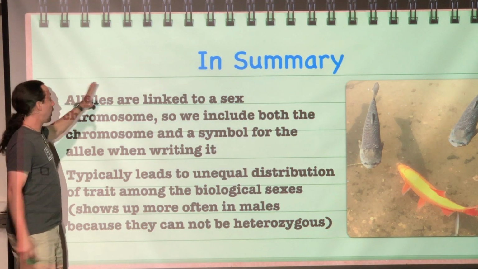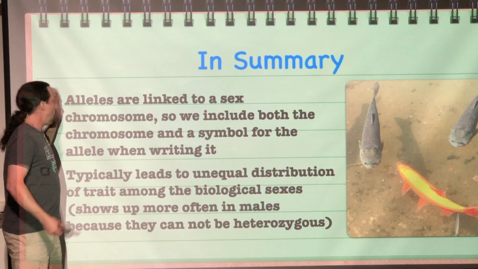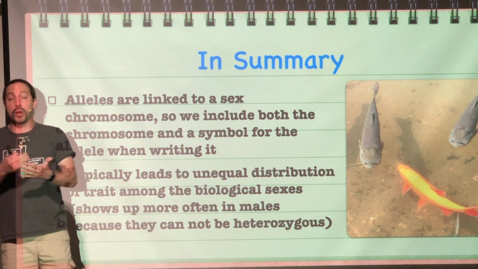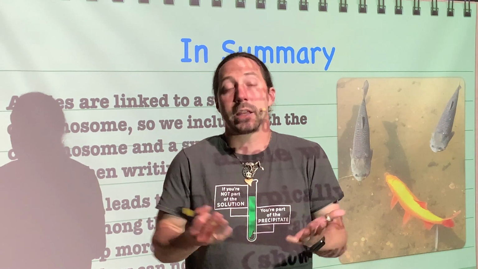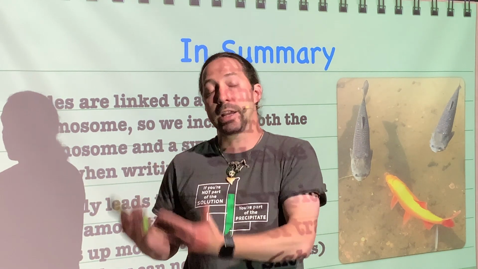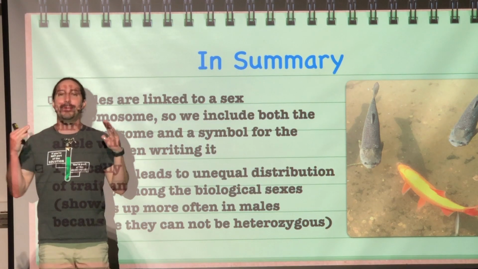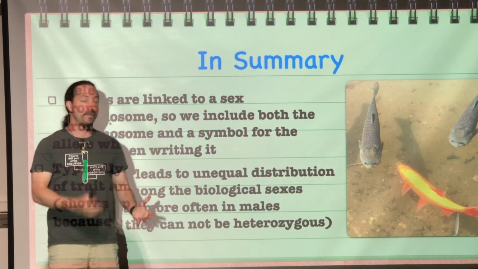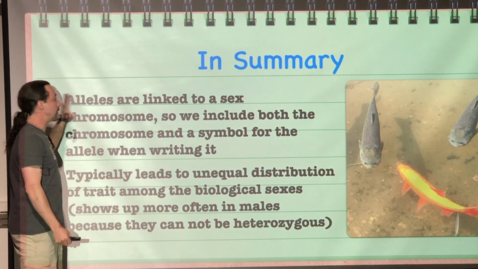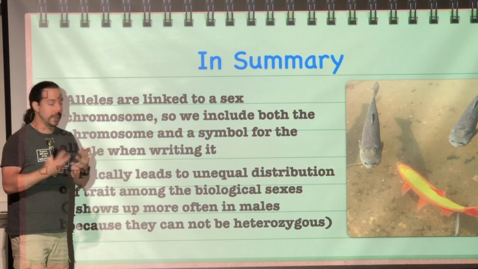So in summary of all of this, these alleles, they're linked to the sex chromosomes. We include those chromosomes when we're doing our Punnett squares so we don't confuse ourselves. We don't want to end up writing a male as being heterozygous, because a male can only have, for an X-linked trait, one of that specific gene. And we need to be sure to treat sex-linked traits differently from autosomal traits. That's why we write down the chromosome as well as a symbol for the allele all together.